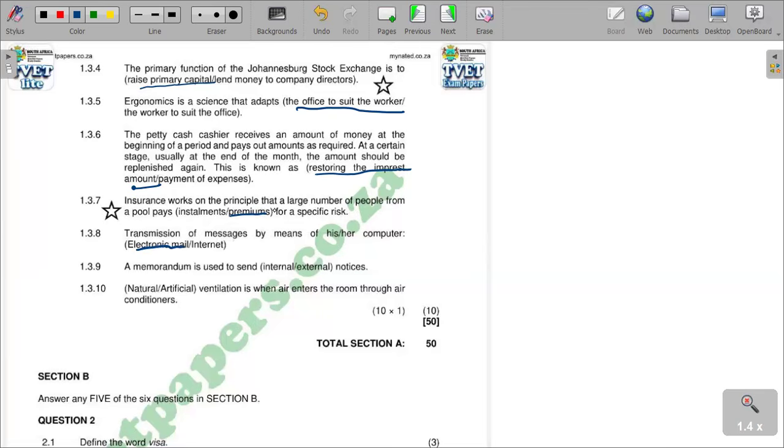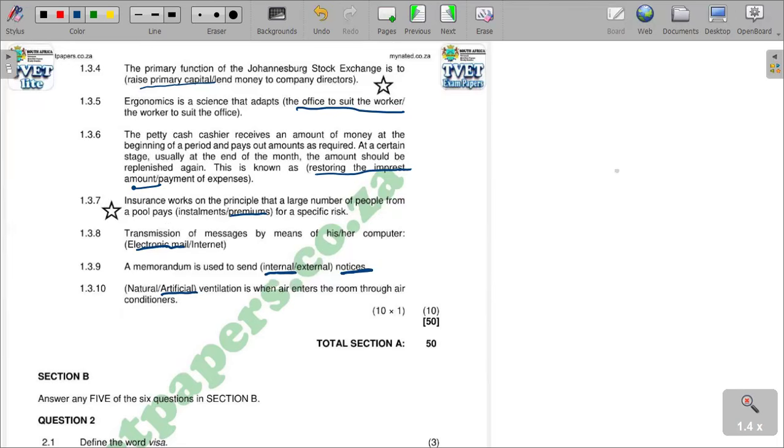Right. And then 1.39, a memorandum is used to send internal notices. A memorandum is an internal medium of communication. Right. Let's go to 1.310. Ventilation is when air enters the room through air conditioners. That's what you call artificial ventilation. Artificial ventilation.